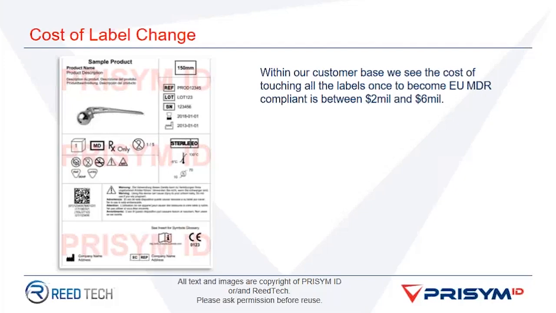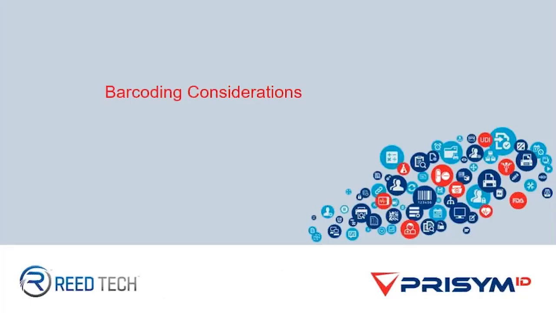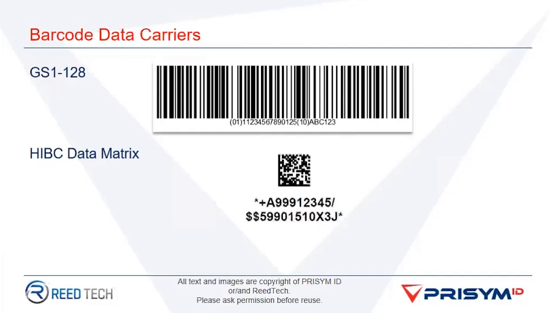Now, the final thing that I'm going to be talking to you about today before I hand over is the barcodes that go onto your labels. With these changes to regulations, these definitely need some consideration. We've spoken about the data that needs to go into barcode as part of the UDI, but we also need to give consideration to what the carrier of that data is.